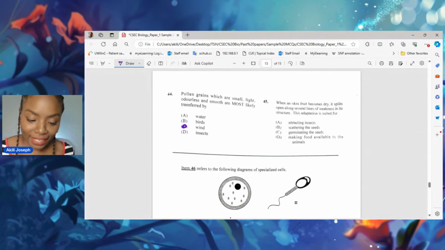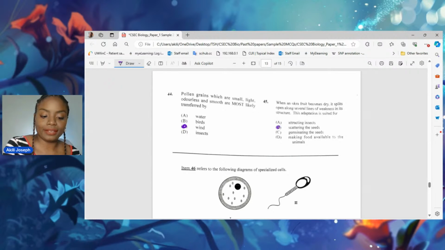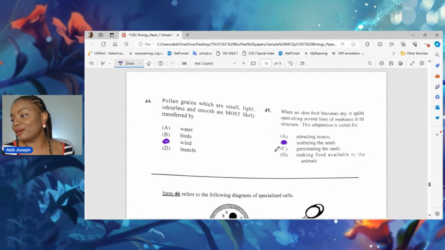45, when an okra fruit becomes dry, it splits along several lines of weakness in its structure. This adaptation is suited for... 45. This one is actually B, the scattering of the seeds. Right? After the seeds have been scattered, you would hopefully want them to germinate, but sorry, the copy I have isn't that great. It's a fruit though, and the seeds will be in the fruit, so it's a form of mechanical dispersion.